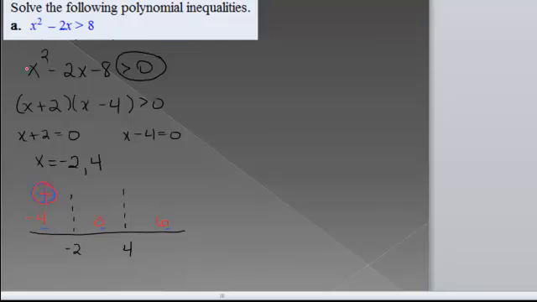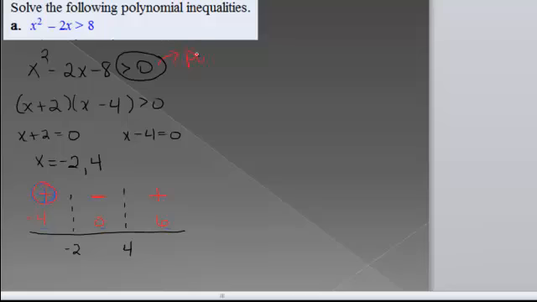So what if I put in a 0? Well, that one's pretty simple. This is 0 and this is 0, so I'm left with -8. But I only care about the sign. Then I put in a 6. If I put in a 6 again, I get 16, which is positive. Okay, this says greater than 0.